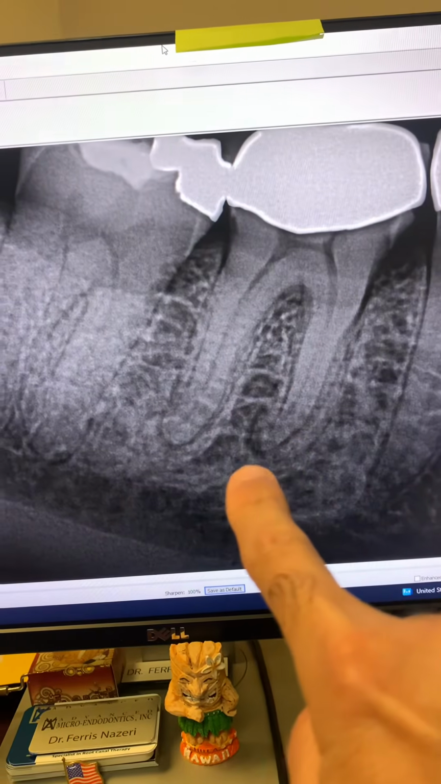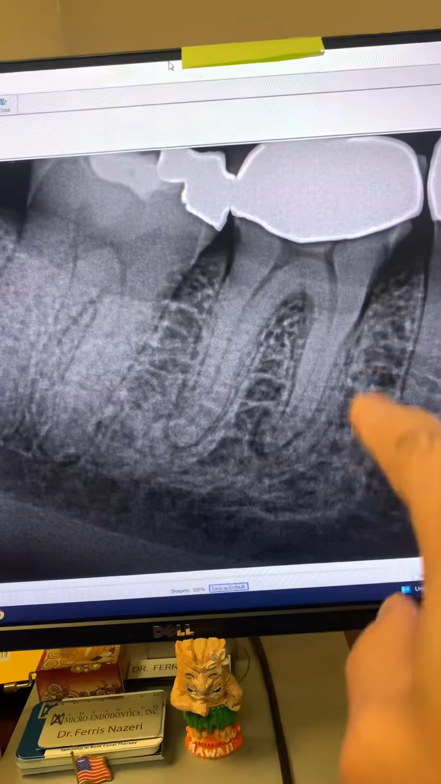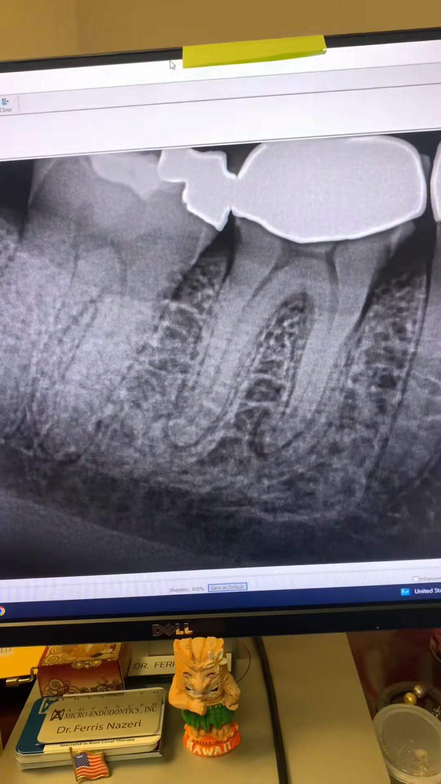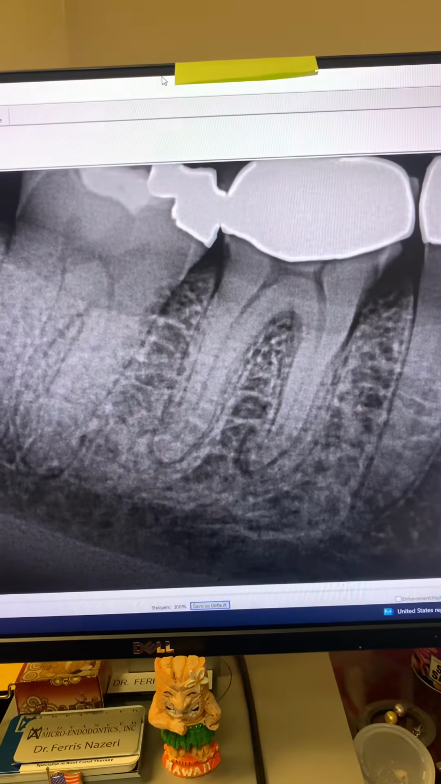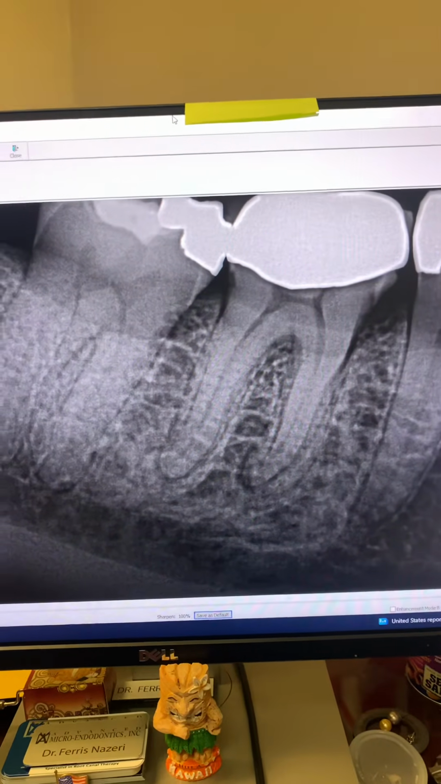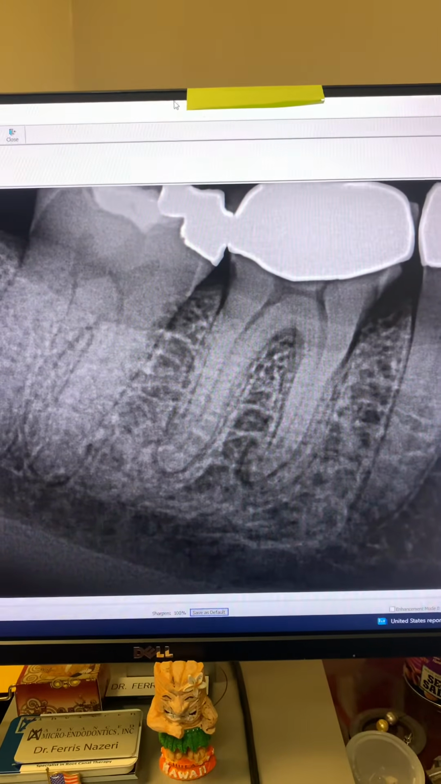Sometimes you get inflammation of the PDL because of the inflammation of the pulp tissue. You get inflammation of the PDL, which gives you the impression that this is a periapical radiolucency, but if you cold test the tooth, you realize that the tooth is very sensitive to cold.